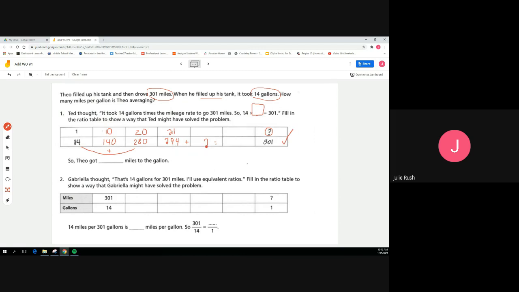So 7 is half of 14. So I need to take half of 1. So half of 1 is 0.5. We're going to add these two because we added the columns, added the row below. So we're going to add these columns. 21 and 0.5 together give me 21.5. And the 301 is here. So our rate is 21.5. So Theo thinks that we're getting 21.5 miles a gallon.